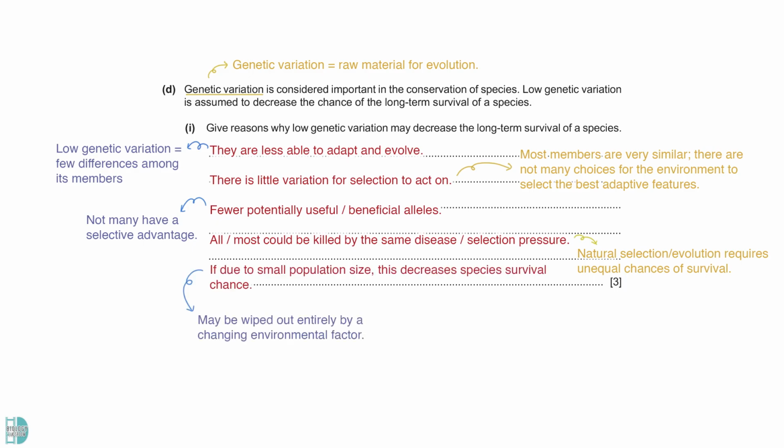If the low genetic variation is due to a small population size, this decreases the species' survival chances altogether. This is because it is very likely that they will be wiped out entirely by a changing environmental factor.